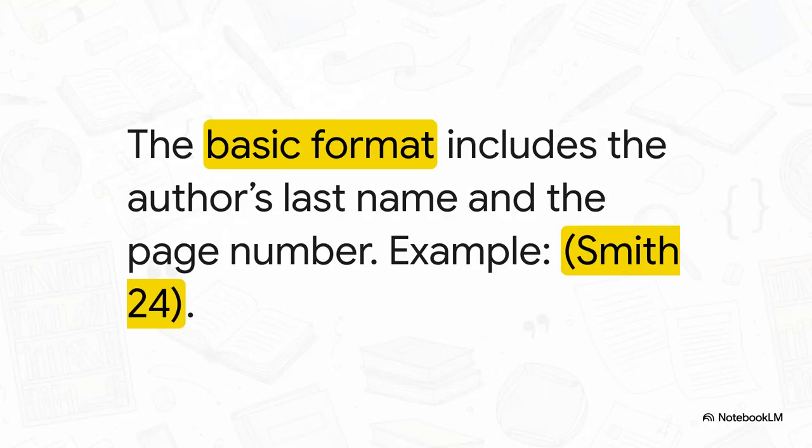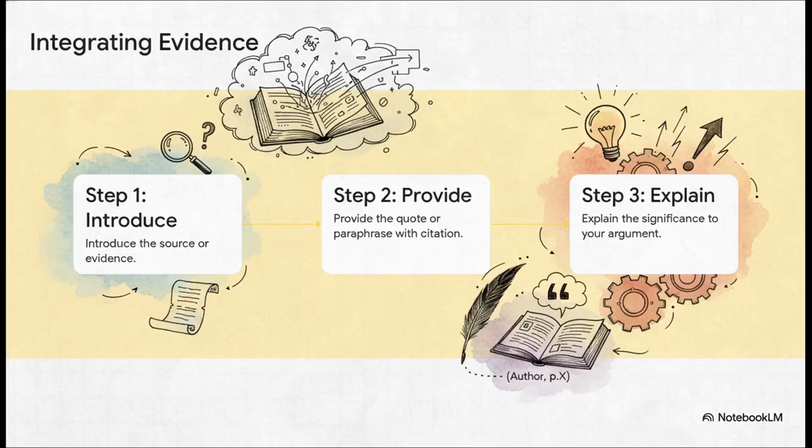And here's the best part. The basic formula is so simple. For most sources, it's literally just the author's last name and the page number inside parentheses. That's it. Something as simple as Smith 24 gives your reader exactly what they need to find the source. Easy, right?